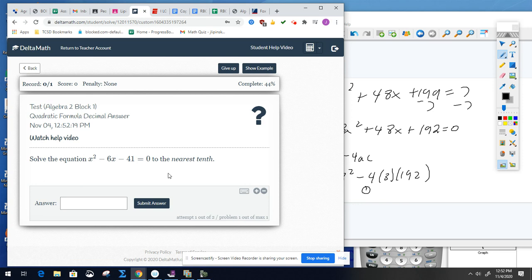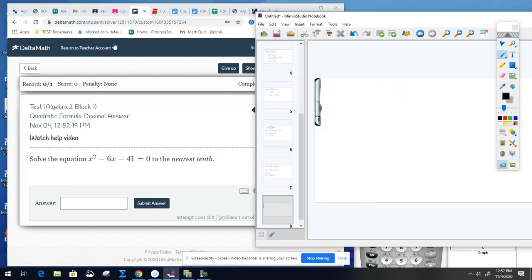Okay, solve the equation to the nearest tenth. So here's where we're going to do the quadratic formula. And we're going to make sure that we plug this in correctly. It's already set equal to 0. So x squared minus 6x minus 41 equals 0. So I'd have the opposite of b, which is 6, plus or minus the square root of b squared minus 4 times a times c. That's a terrible c. I want to make sure you can read this. 41, all over 2 times a.